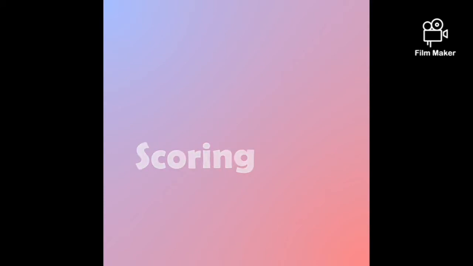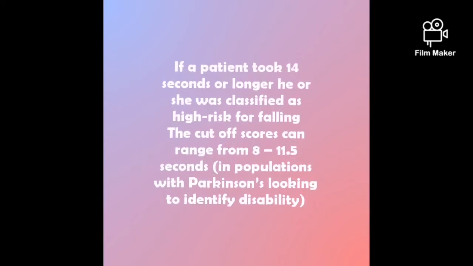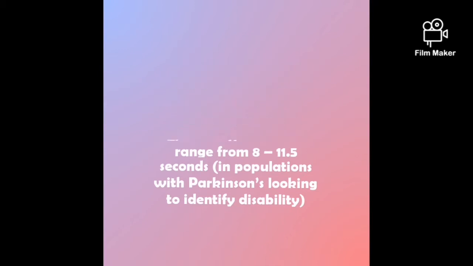Scoring. If a patient took 14 seconds or longer, he was classified as high risk for falling, and the cutoff scores can range from 8 to 11.5 seconds in the population with Parkinson's disease.